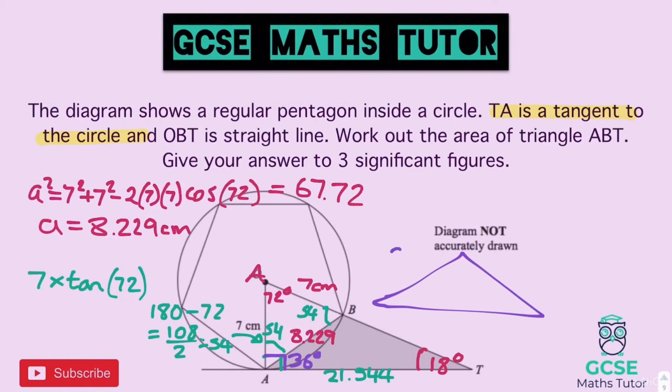We've got that this length is 8.229. We've got the angle down here is 36. And we've got this bottom length is 21.544. So I've got all the lengths and pieces that I need to use half ab sine C. I've got the two sides that are adjacent to that angle. So let's just go about actually working this out then.